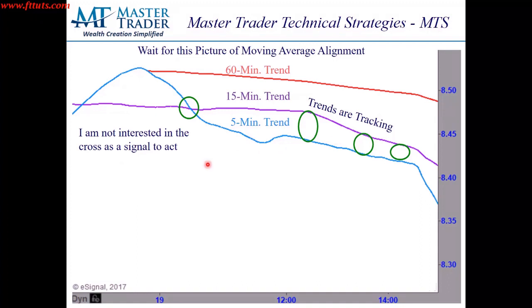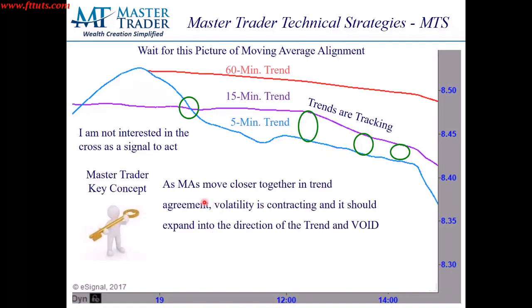And of course, you're going to look to see, is there a price void? And if there is, when you see prices at the 20 or retesting a prior high, you know that's your entry point based on the picture that forms. As these moving averages are closer together in the trend, they're in agreement, volatility is contracting and it should expand. Now, as you see here, they're relatively tight together, whereas they were further apart over here, and they should move in the direction of the void in the trend.